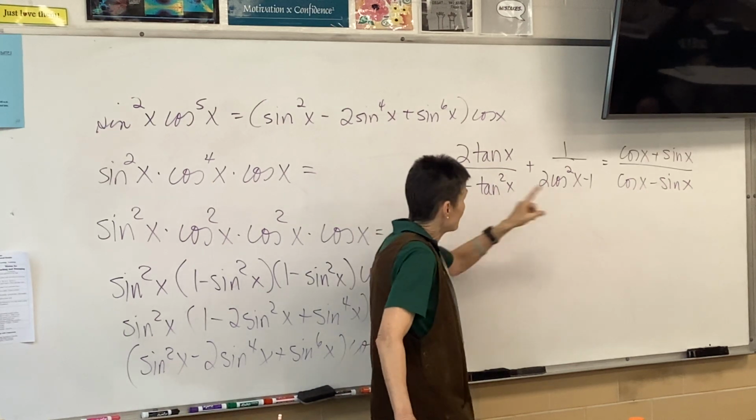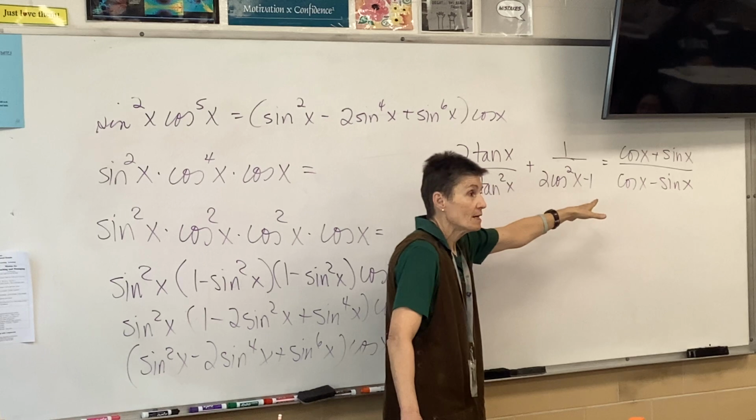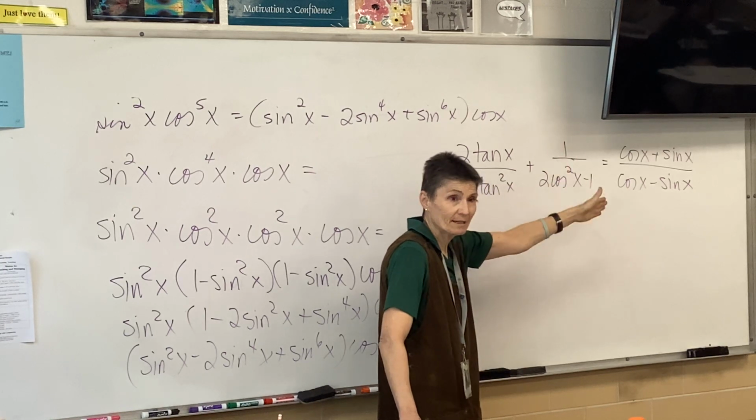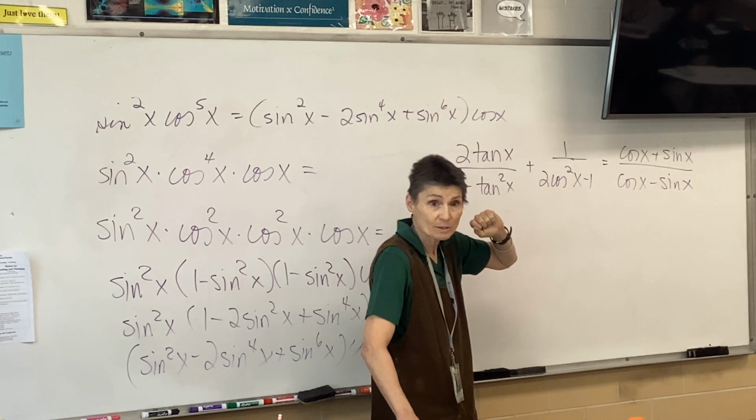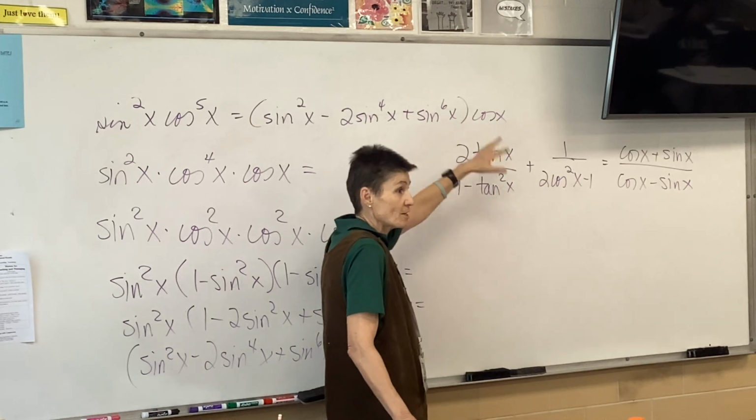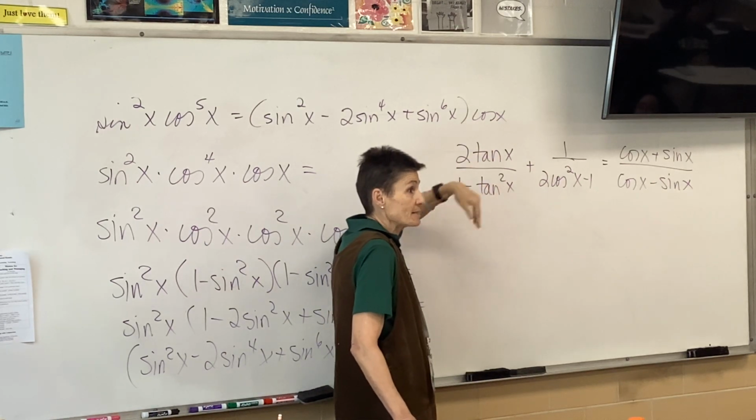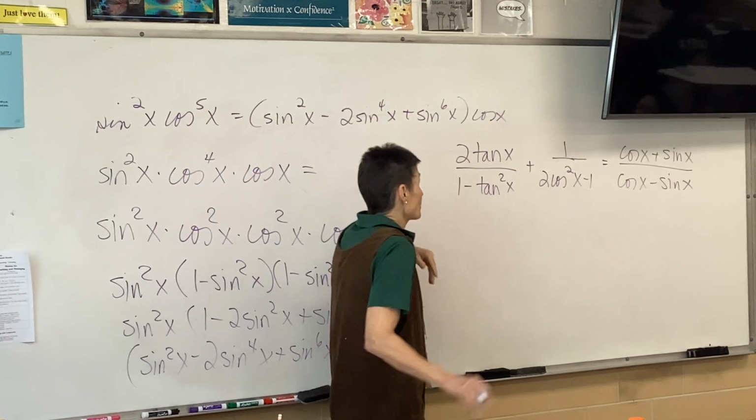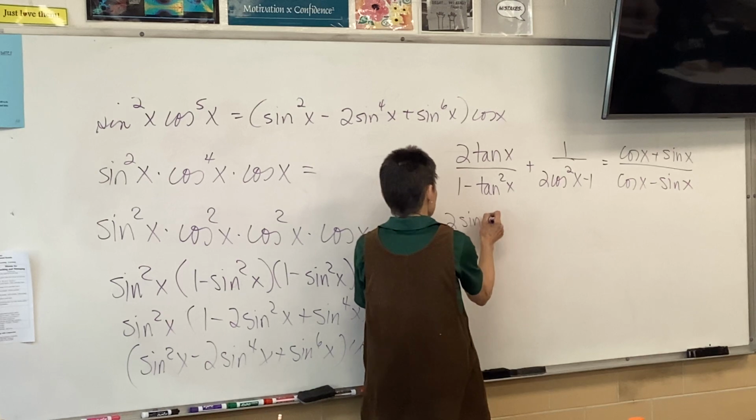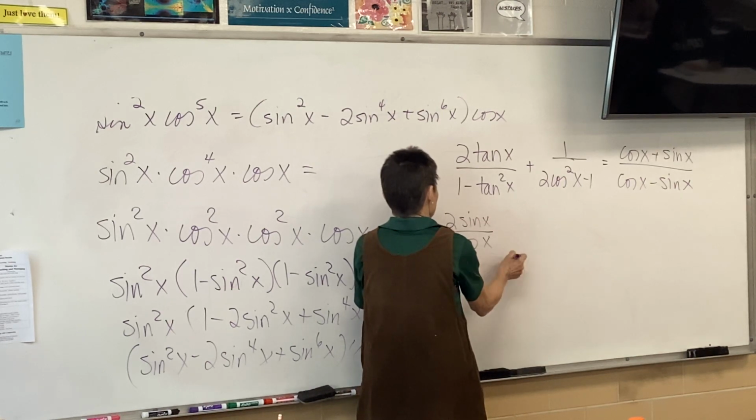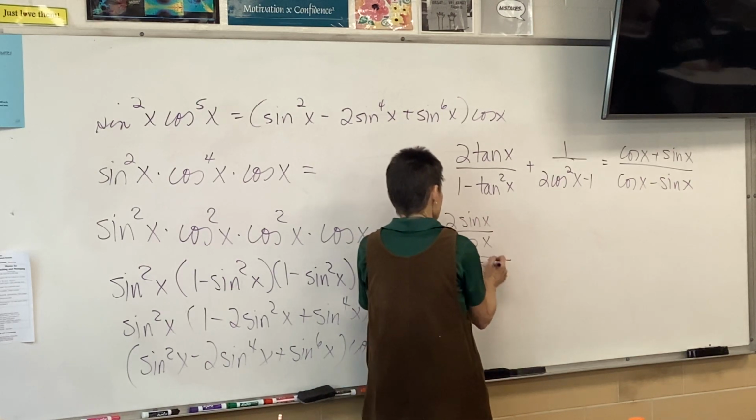Okay, that's what I wanna end up with, right? And the only things in the problem that I wanna end up with are sines and cosines. So what if I change this into sines and cosines? So I think I'm gonna do that. Then I'll probably get a common denominator. So this is 2 sine over cosine over 1 minus sine squared over cosine squared.